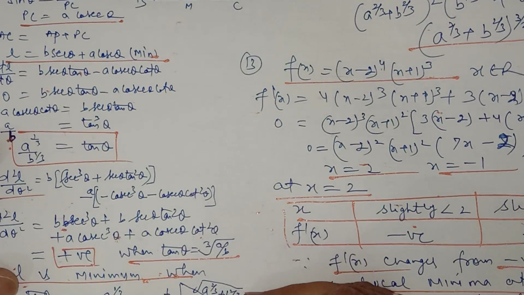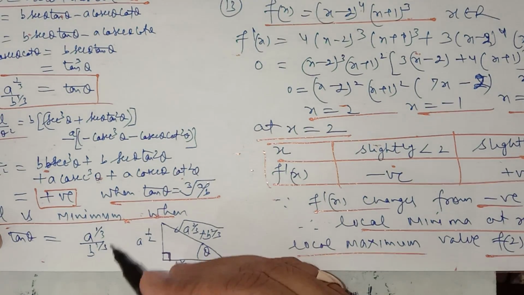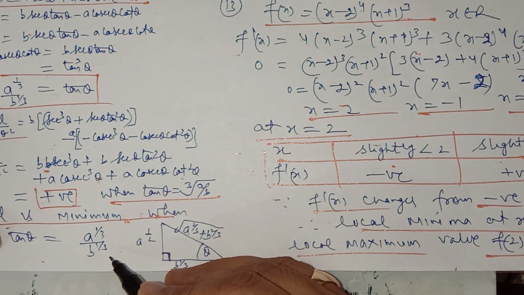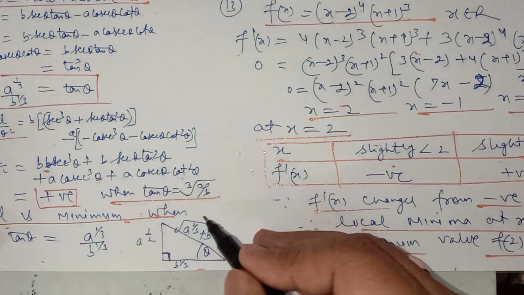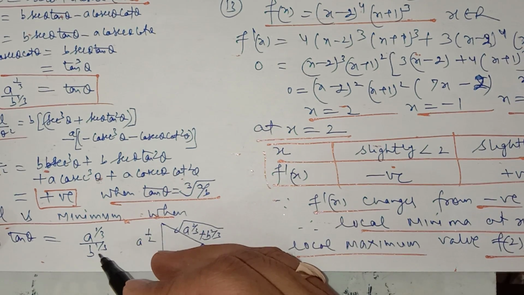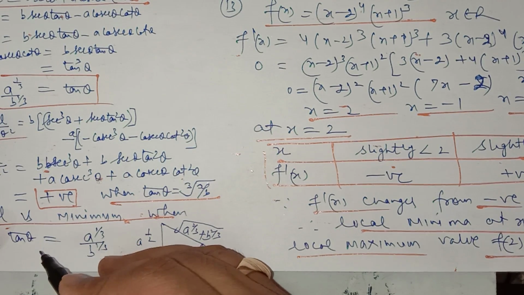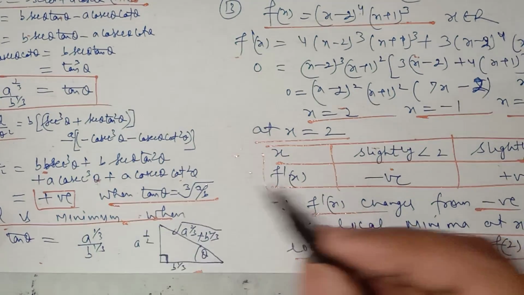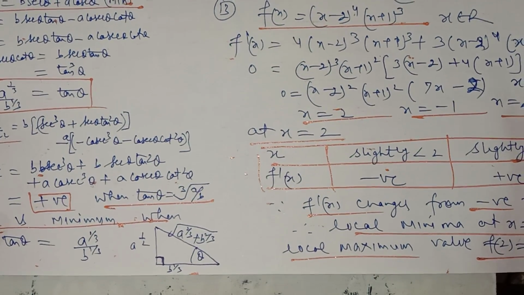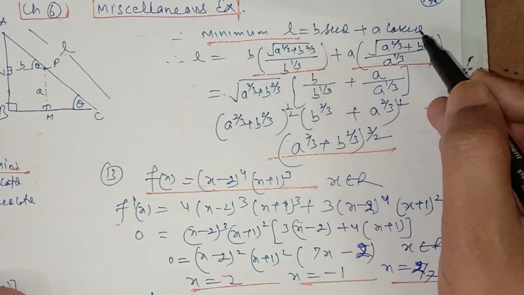So why have we drawn the triangle? Because from this tan theta, A raised to power 1 upon 3 upon B raised to power 1 upon 3, we are trying to find the values of sec theta and cosec theta. Instead of this triangle, you can use trigonometric identities to find sec theta and cosec theta from tan theta. That is, sec theta is equal to under root 1 plus tan square theta, and from that sec theta you can find cosec theta. So the minimum length is B sec theta plus A cosec theta.